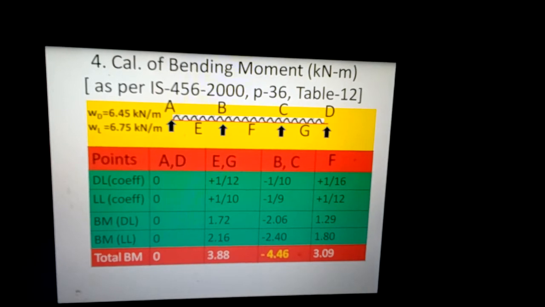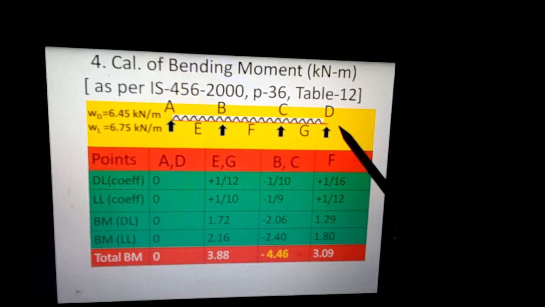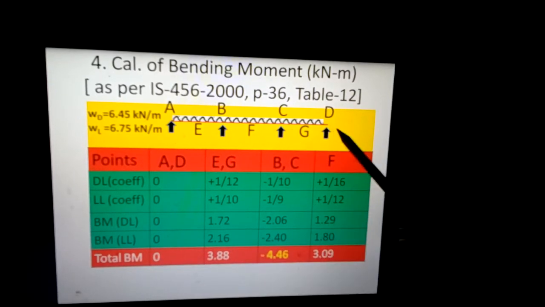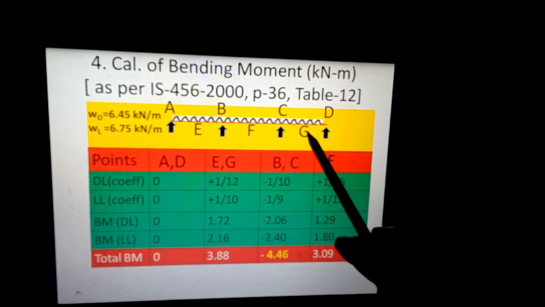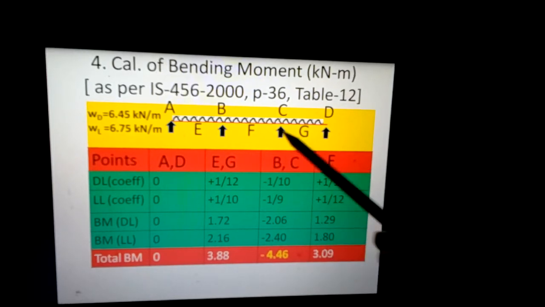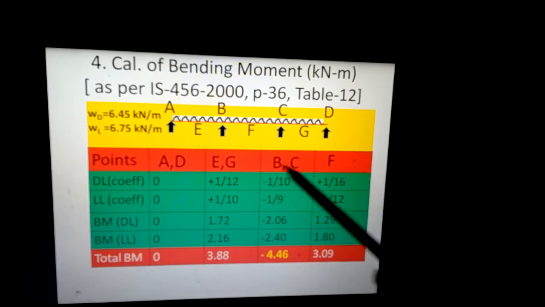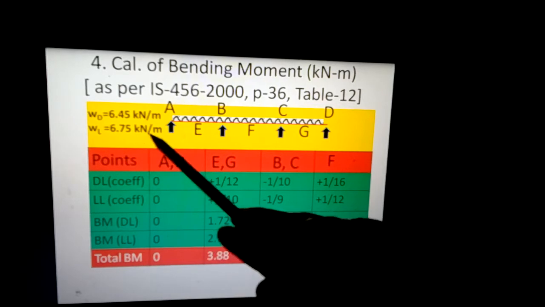The next step, the calculation of bending moment in kilonewton meter, is quite important. As per IS 456-2000, page 36, table 12. If we draw a sketch like this, a continuous slab with 1 meter width is similar to a continuous beam. It has supports A, B, C, D, and the midpoint of each span E here, F here and G here. So that is end span, intermediate span, and again end span. For this, a UDL is applied throughout the span. The load is 6.45 kN per meter for dead load, and live load 6.75 kN per meter.